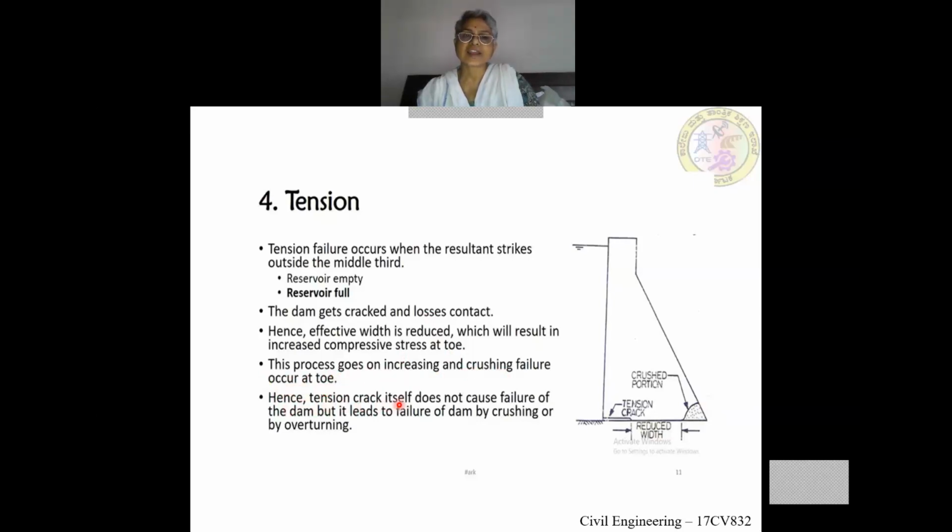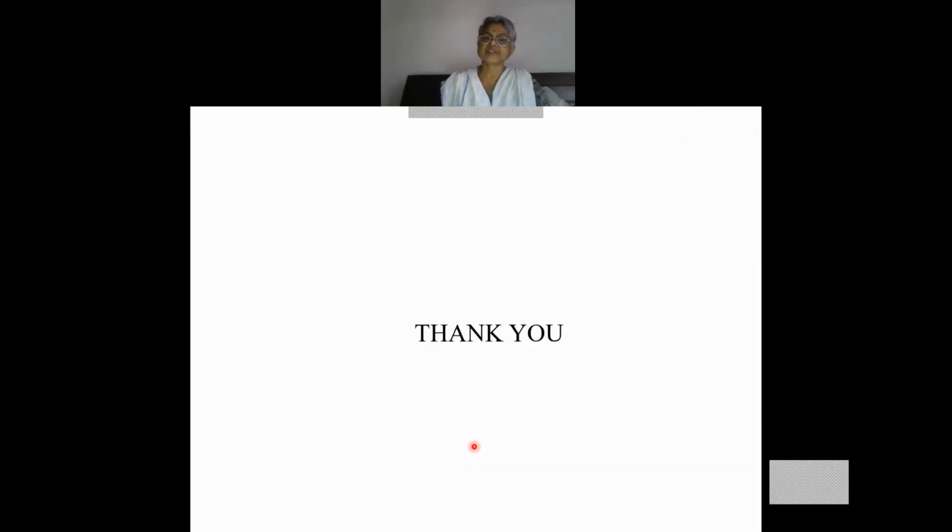Hence, tension crack itself does not cause failure of the dam, but it leads to failure of the dam by crushing or by overturning. So, in this session 2, we discussed the different modes of failure of the gravity dam. The first one is due to overturning. We have to find out the factor of safety with respect to overturning. It should be greater than 1.5.